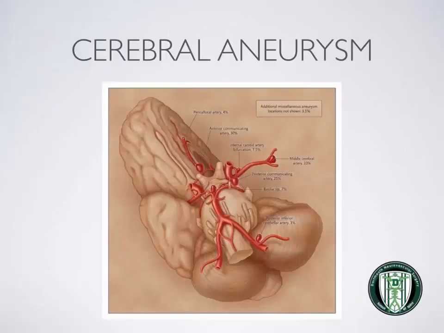There are a variety of locations for cerebral aneurysms. Most occur at an area called the Circle of Willis, which is a large networking area of arteries at the base of the brain. Again, most saccular aneurysms occur at branch points of blood vessels. In this slide, you can see the majority of the aneurysms that we see and their incidence.